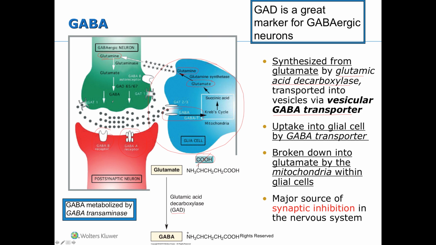If you were trying to find GABAergic neurons, you wouldn't want to use the enzyme glutaminase because it would also give you glutamatergic neurons. Glutamic acid decarboxylase is the enzyme, which is a protein, you would want to use to be able to say, okay, where are we in the brain? What kind of cells contain GABA? GABA is the major source of synaptic inhibition that lies within the nervous system.